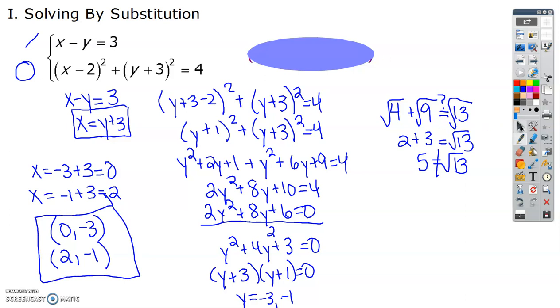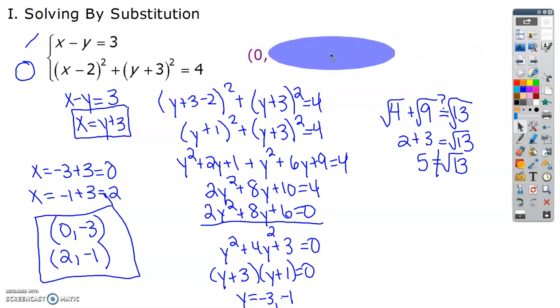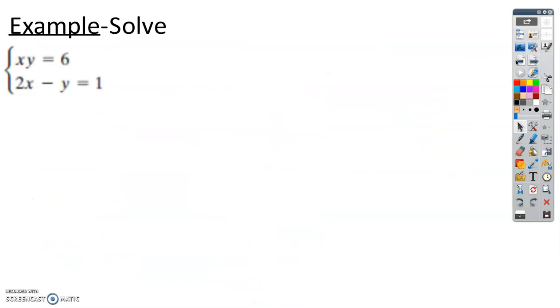And if those answer bubbles bother you, there it is. Will it move? Ta-da! All right, so that's our first problem with substitution. Here is a second example, a little bit blurry, but let's check it out.